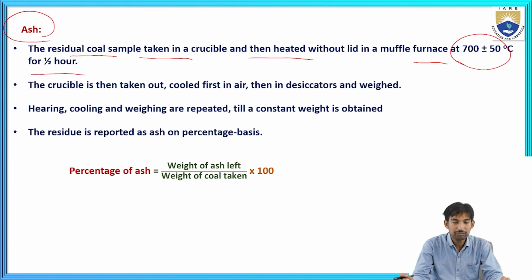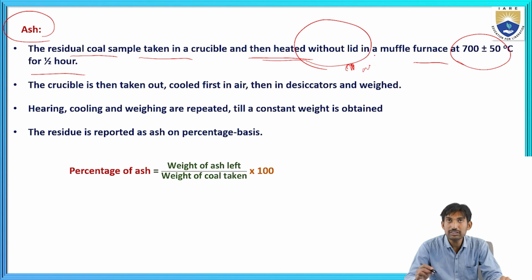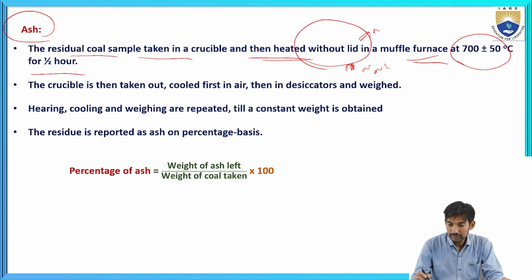Here, the residual coal we have to take in a crucible and then heat without lid. That means we have to allow this coal to react with air or oxygen in the muffle furnace at 700 plus or minus 50 degrees centigrade, in air condition, for half an hour.